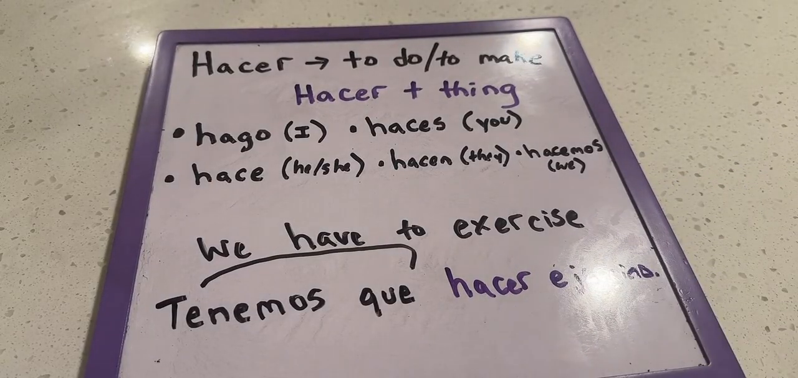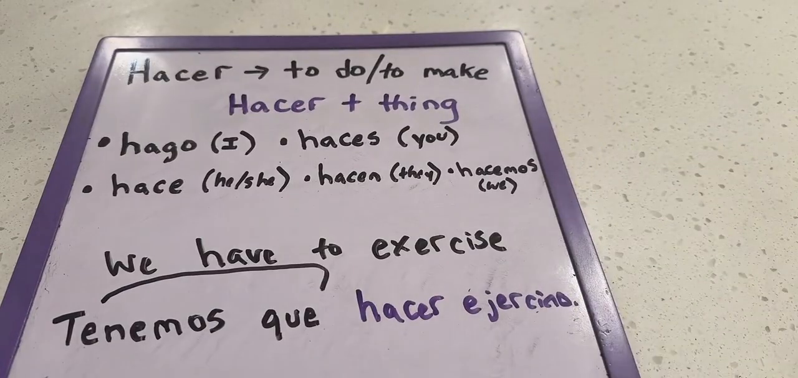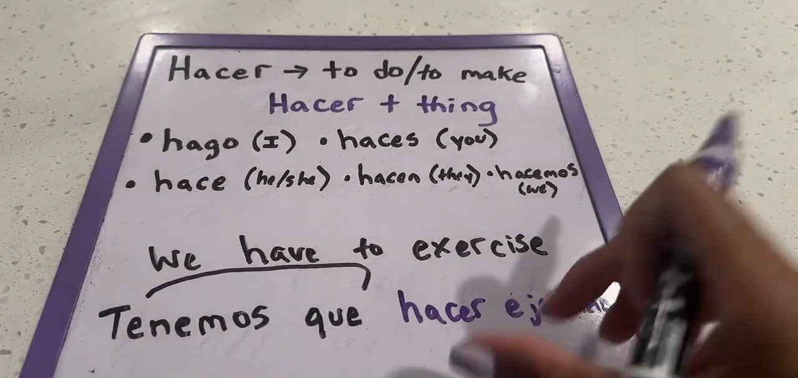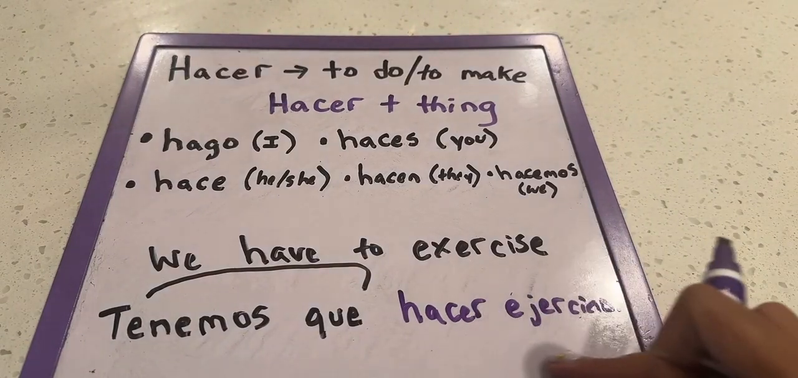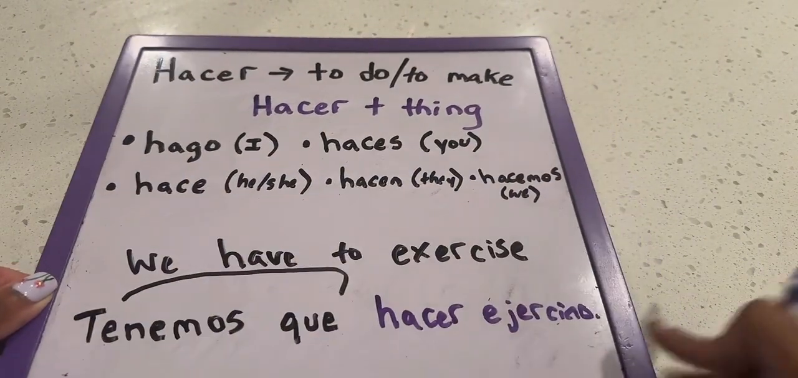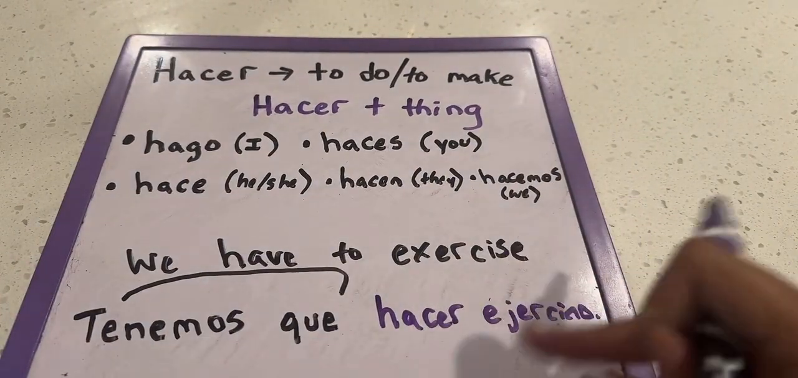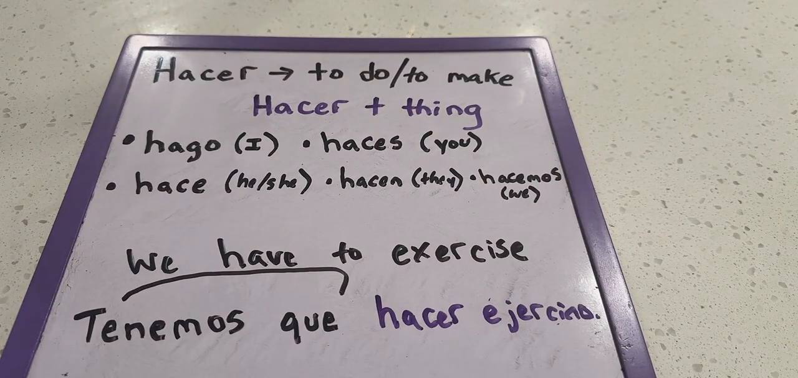Ejercicio. All right, so if you want to say we have to exercise, then the Latin American culture, they refer to it as hacer ejercicio. So that technically is the infinitive. The infinitive is included right here in hacer. So hacer ejercicio is really to exercise. So there you go. So we have to exercise. Tenemos que hacer ejercicio. Okay. Somebody says, yep, I remember. I be taking notes. Good job.